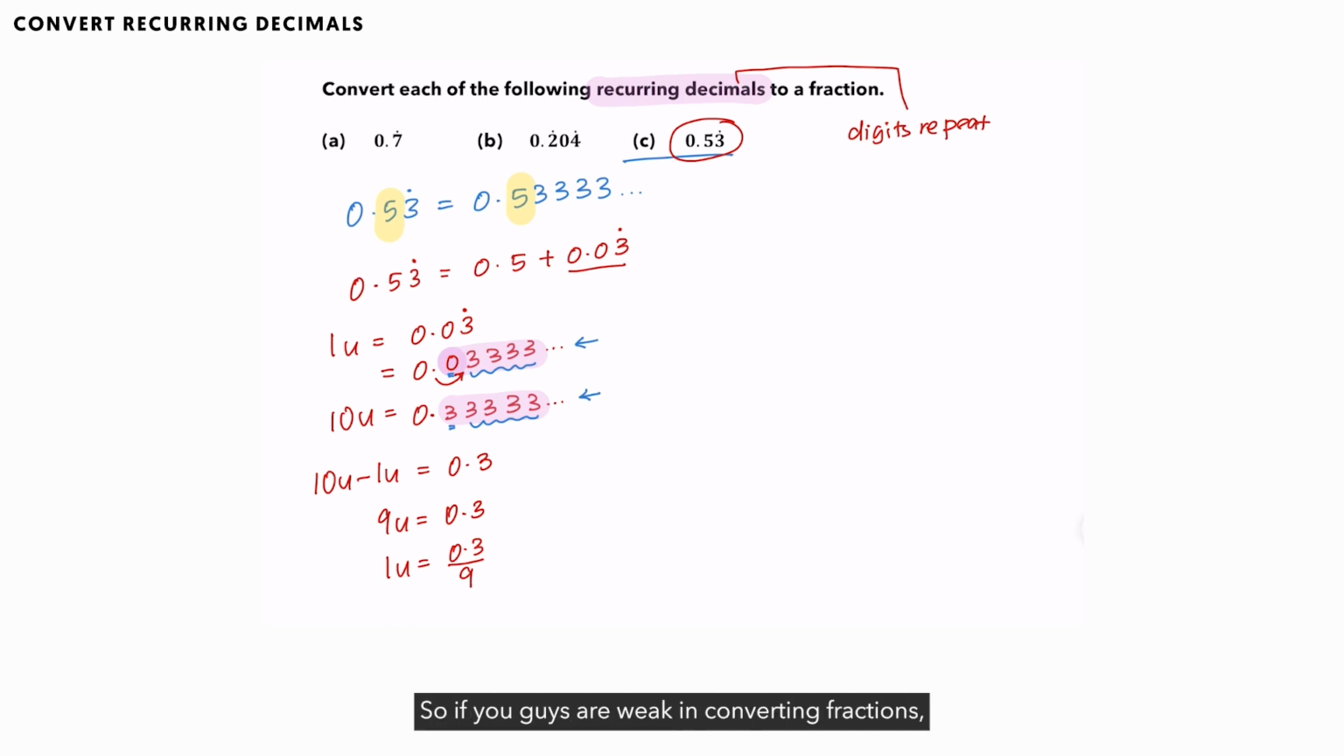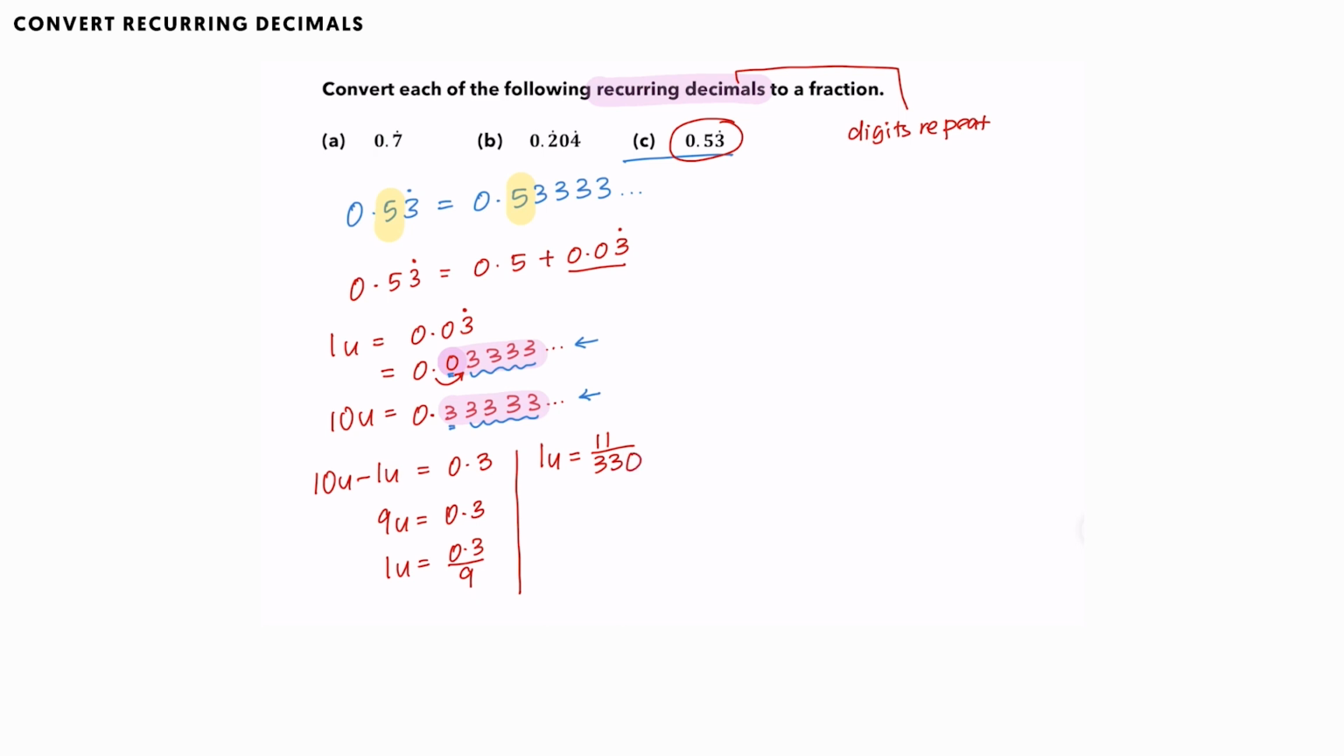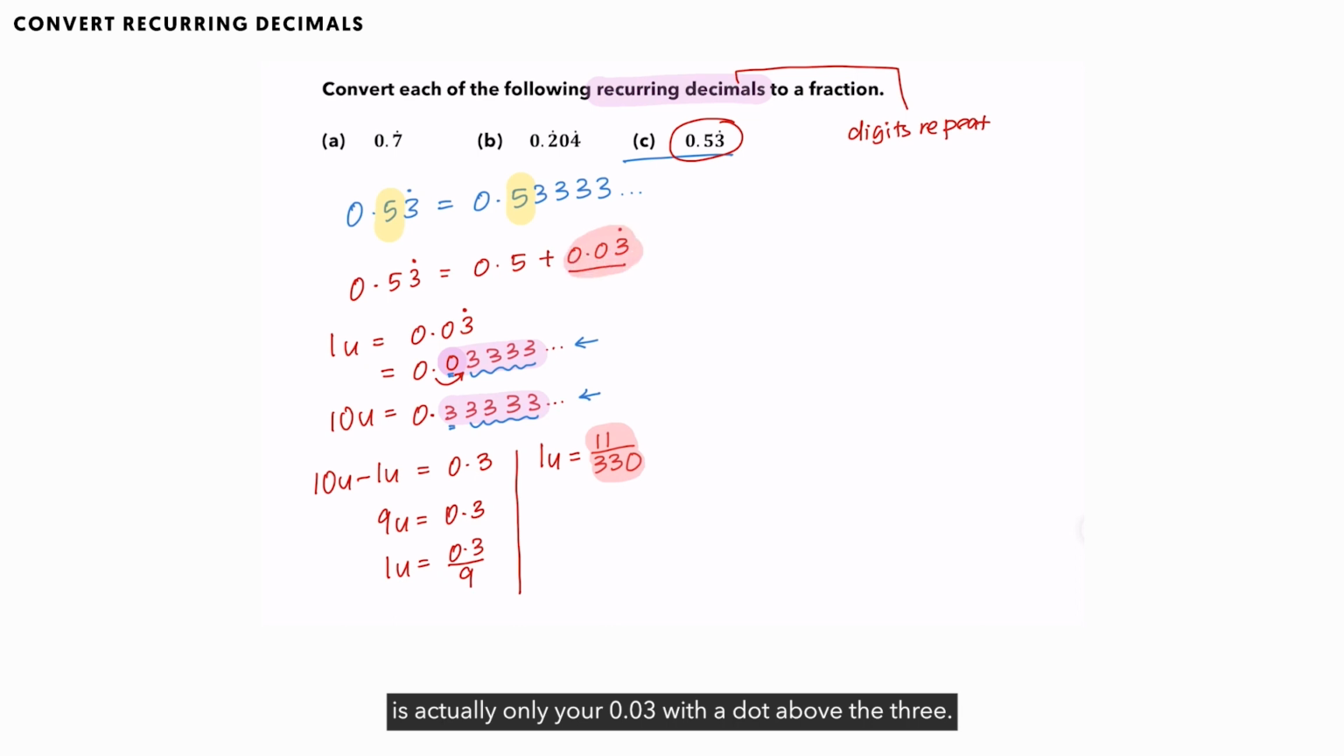So if you are weak in converting fractions, you can simply take out your calculator. Your calculator will do the job for you. You should get 1 unit equals 11 over 330. Now, don't be too happy. Some of you will declare and tell me, teacher, this is my answer, it's 11 upon 330. But don't forget, what you have found is actually only your 0.03 with a dot above the 3. Okay, it is not this decimal that we are looking for.